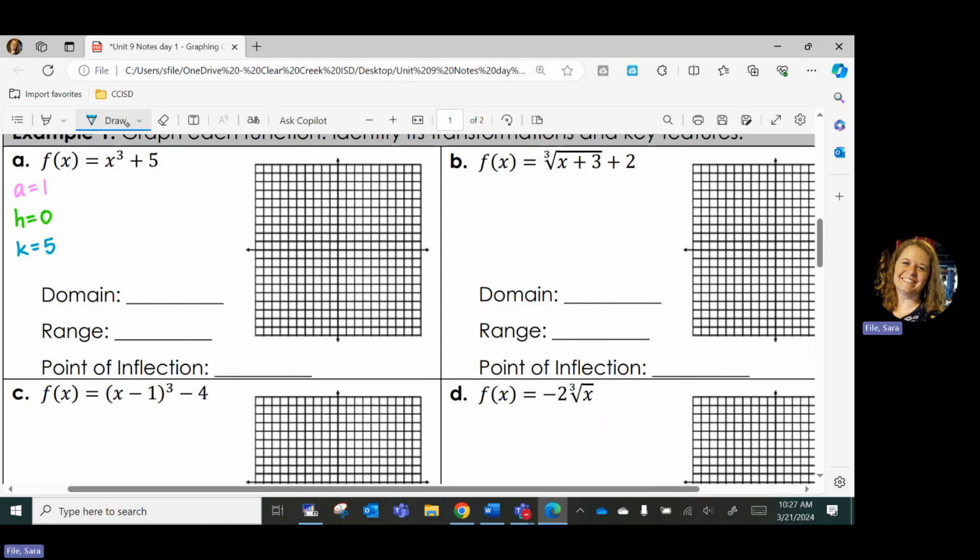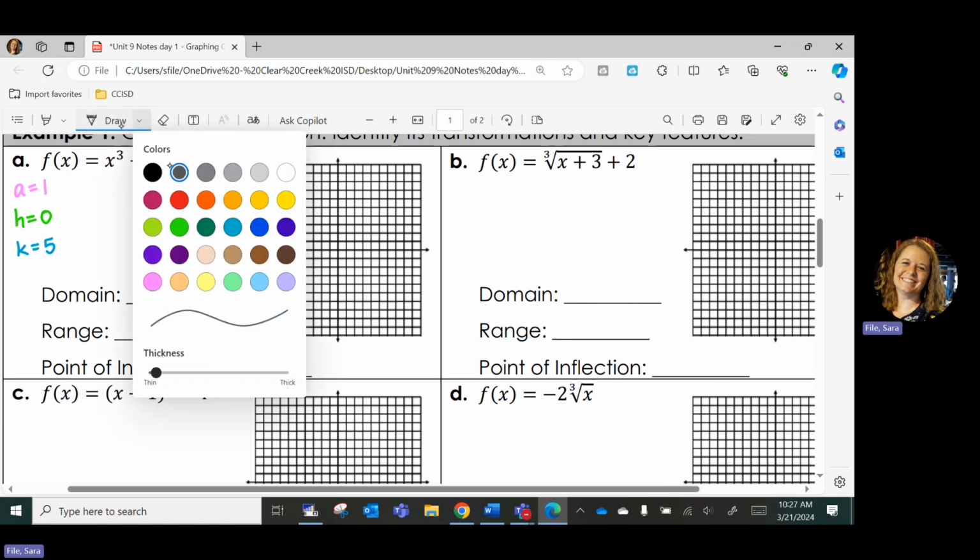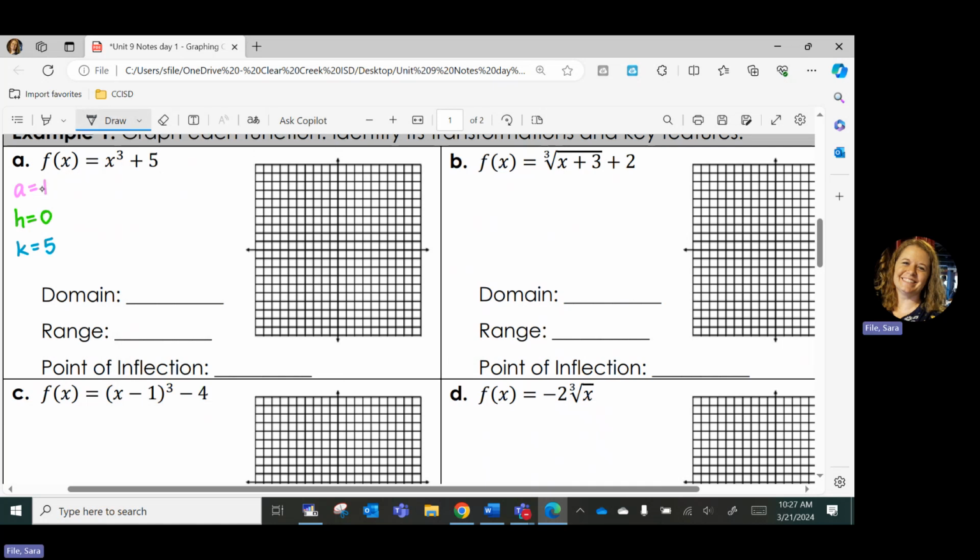Okay, so we are going to describe our transformations. So A, we said had no effect. H is 0, no effect. So the only transformation here is that it's shifting up 5. The parent function shifted up 5. That's it. So the point of inflection, remember, is always HK. So here, what is that? 0, 5. Plot that.